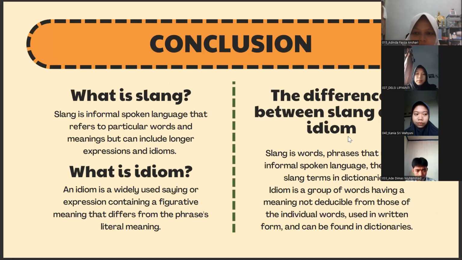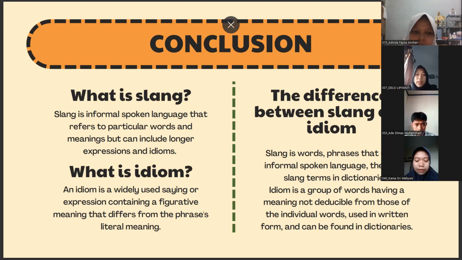Okay, thank you. So here's the conclusion. Slang is informal spoken language that refers to particular words and meanings, but can include longer expressions and idioms. An idiom is a widely used saying or expression containing a figurative meaning that differs from the phrase's literal meaning.